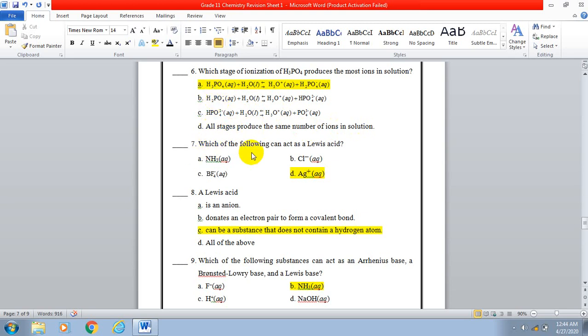Now the 7th option: which of the following can act as a Lewis acid? Ag plus aqueous silver, chlorine, NH3, and BaF2. The 8th: a Lewis acid is an anion? No. Donates an electron? No. To form a covalent bond? No. Can be a substance that does not contain a hydrogen atom? Yes, acid. All of the above? No.